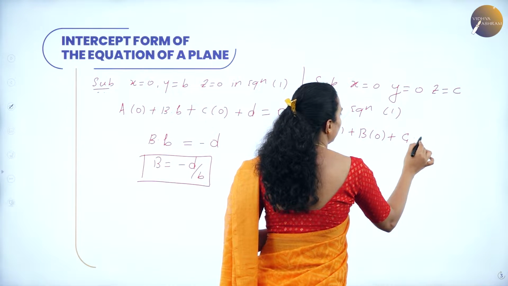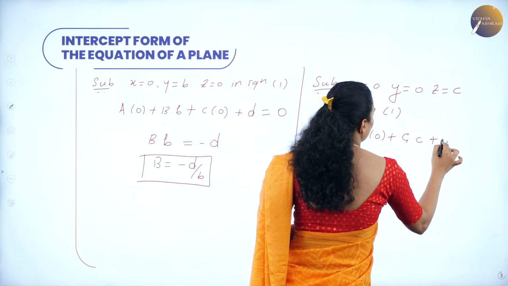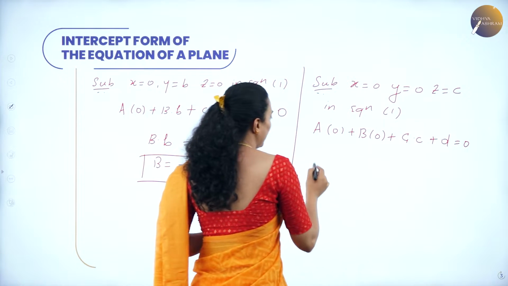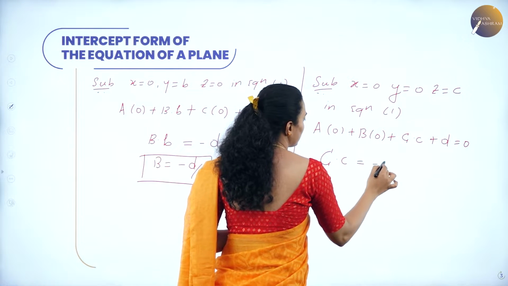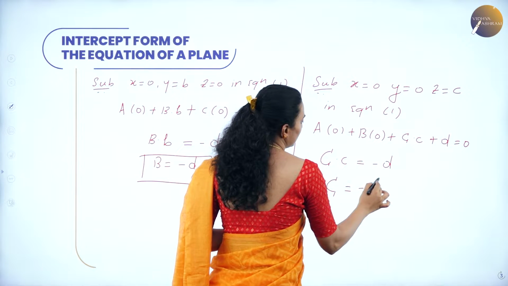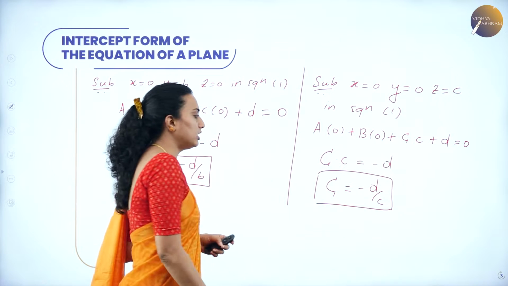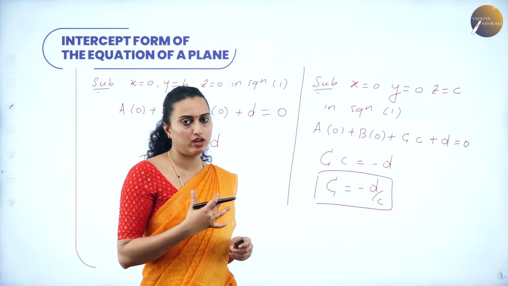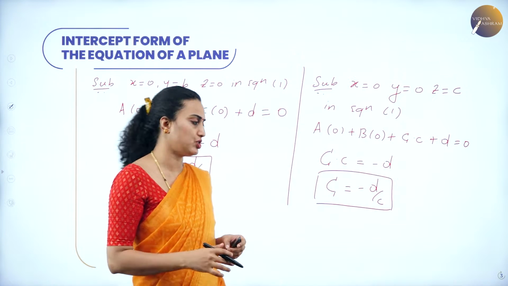Capital letter C into small letter c will be equal to plus d, which is equal to 0. Otherwise, capital letter C into small c is equal to minus d. Otherwise, capital letter C is equal to minus d by c. Now you know all this. Substituting this in equation 1, what happens? Substituting all a, b, c values in equation 1.